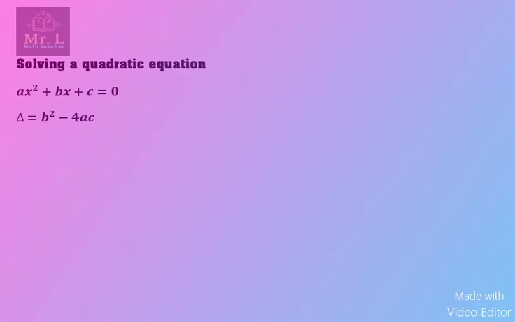Since I'm going to use delta, first I'll have to define delta as the constant number which is equal to b squared minus 4ac, where b is the coefficient of x, a is the coefficient of x squared, and c is the constant part.